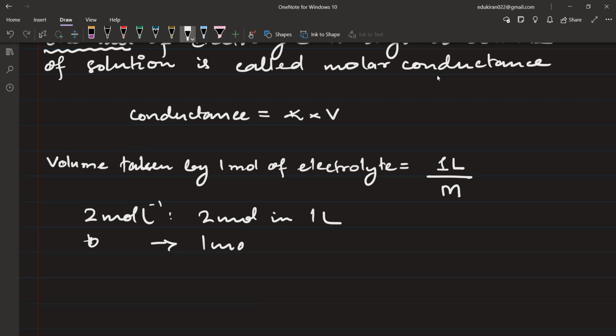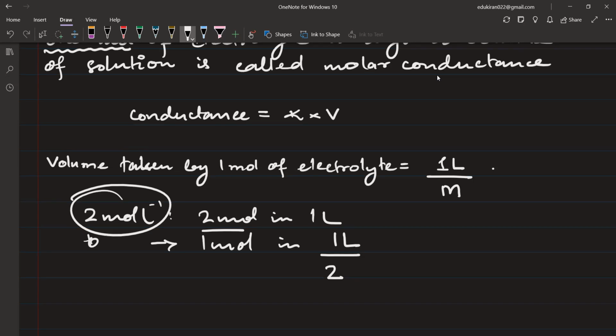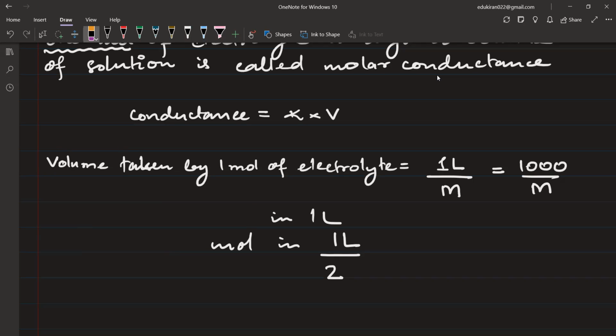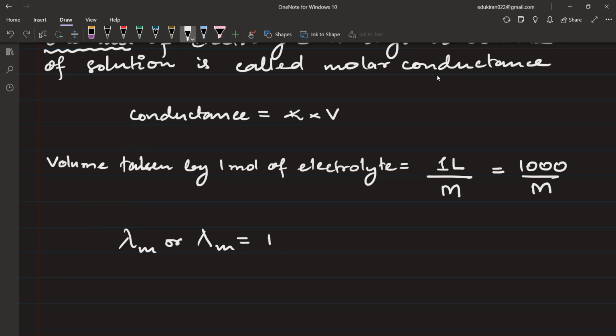If you recall, 2 moles per liter means 2 moles in 1 liter. That means 1 mole in 1 liter by 2. So we divide by the molarity, and in the numerator is 1 liter. But since we are dealing with only mls, this will be 1000 ml per whatever the molarity is. This is the volume taken by 1 mole of electrolyte. And from here we can write the molar conductivity lambda m, or capital lambda, equal to kappa into 1000 divided by molarity.